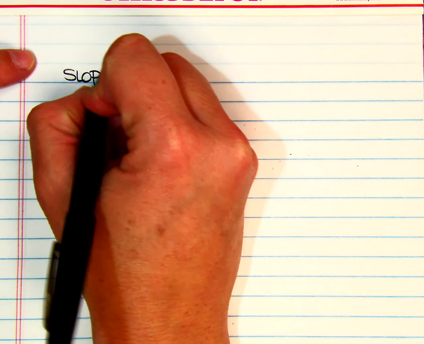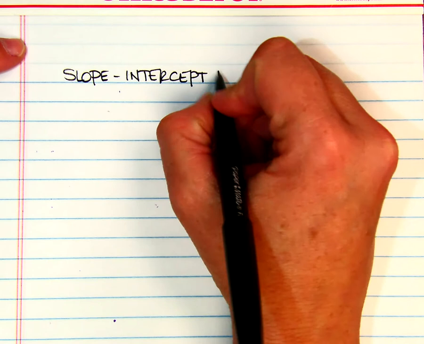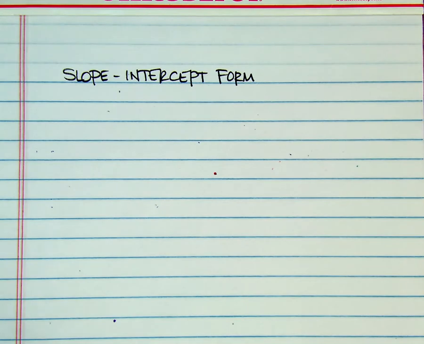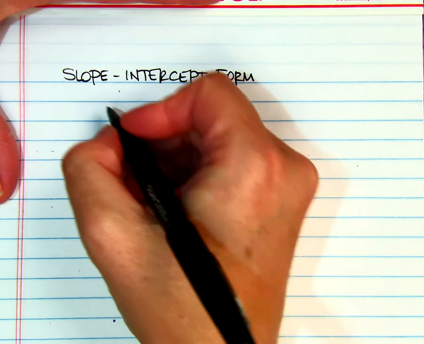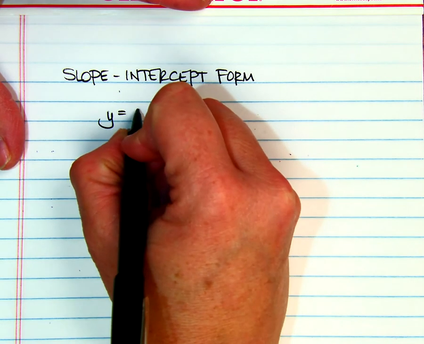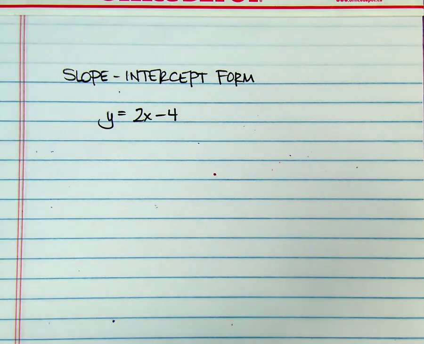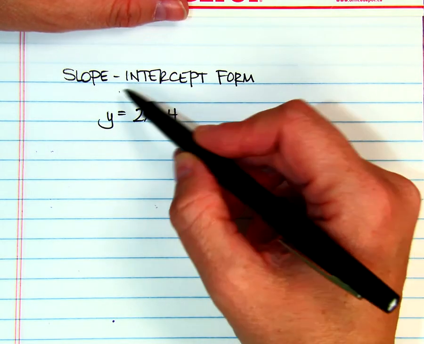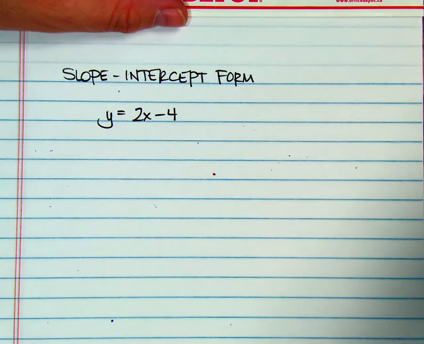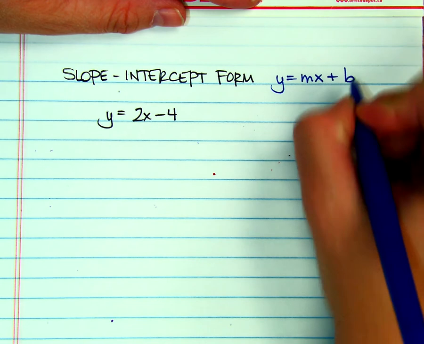Okay, so we are going to start slope-intercept form. You have seen it before, but we didn't talk about it. Remember when we were writing the function rules, and you ended up with y equals, let's say, 2x minus 4. You were given a table, and you had to determine what this rule is. This is actually called slope-intercept form, which is y equals mx plus b.